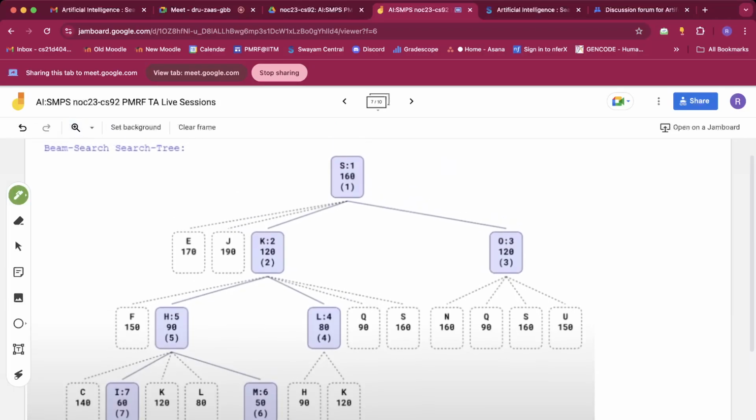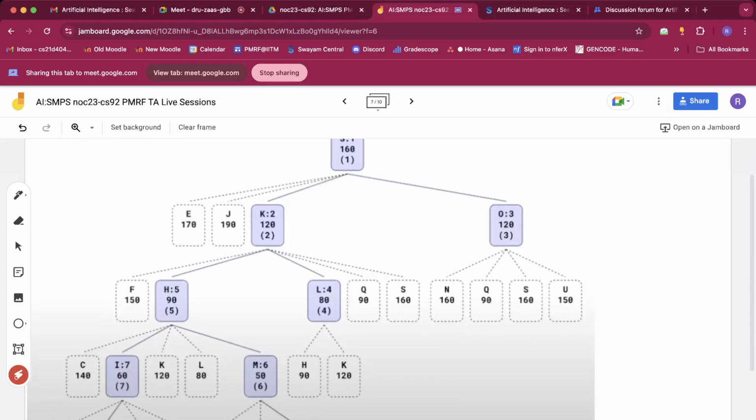Okay, so at the first stage we start with S having H value, or Manhattan distance heuristic value, of 160. The four nodes that we could go to from S would be E, J, K and O. Each of them have their own heuristic values, and the two best looking options at this point are K and O with H values 120 and 120 each, right? So we will ignore E and J.